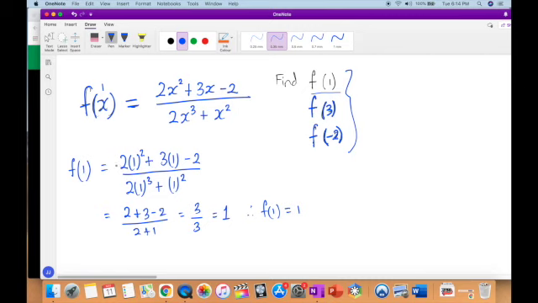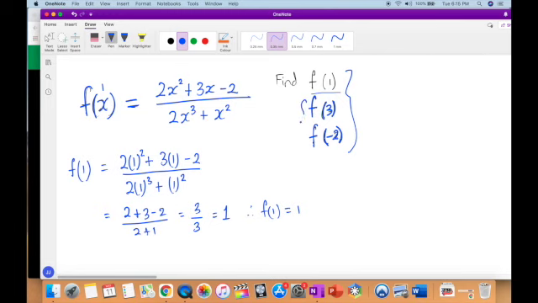I'm just taking 1, so you can see here 2x squared plus 3x minus 2. I'm just taking the 1 and putting it wherever x is. And of course, use brackets, please. The brackets will save your life, right? Whenever you're making a substitution, use brackets.